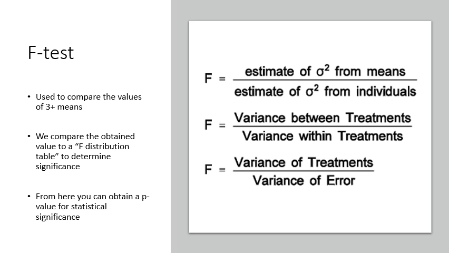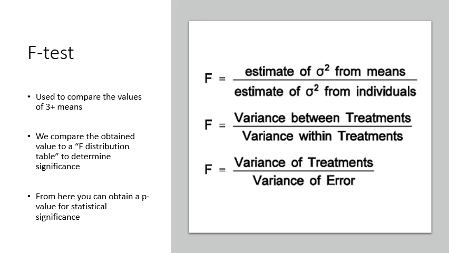And then lastly, we have the f-test, which we use to compare the values of 3 or more means. We then compare the obtained value to an f-distribution table to determine significance. So from here, you can obtain the p-value for statistical significance.